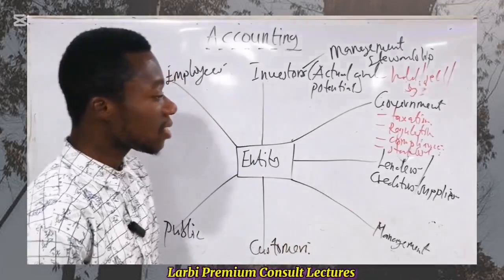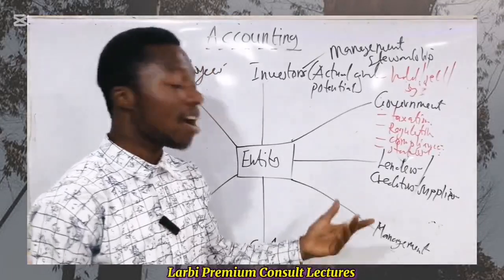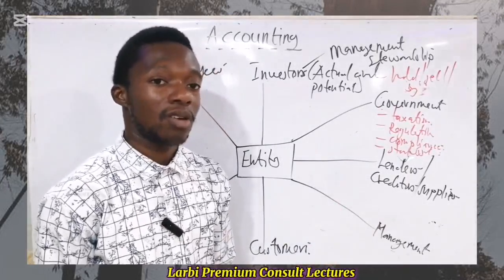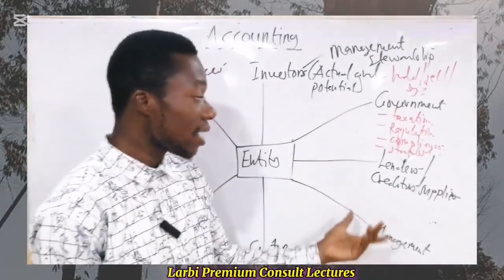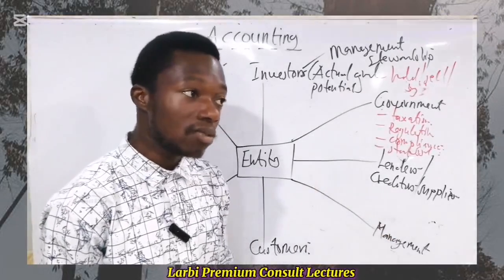What about lenders, creditors, or suppliers? When it comes to lenders, we may have banks and other institutions coming up, or creditors or suppliers. They are also called external users of the accounting information.